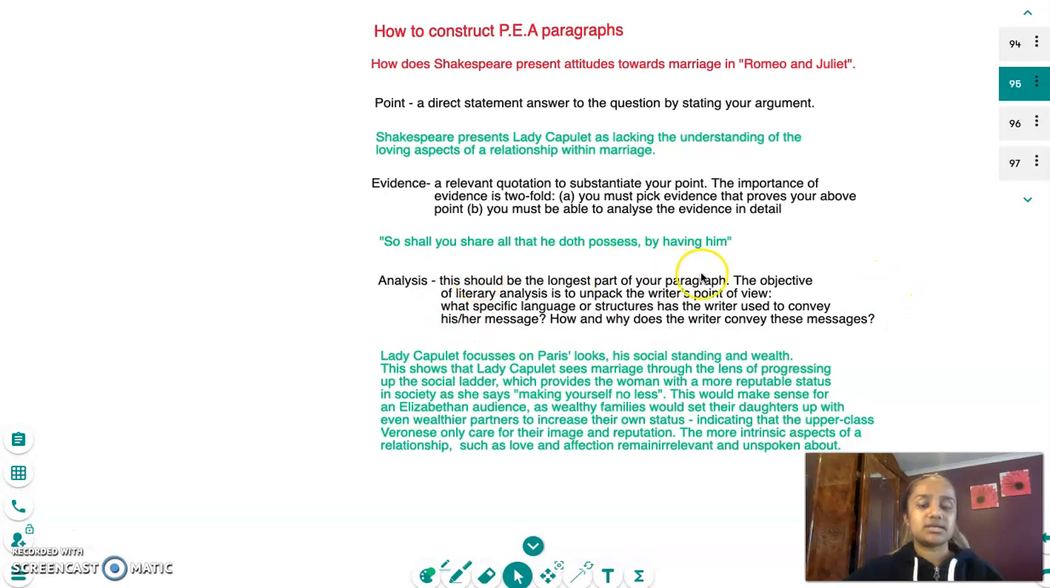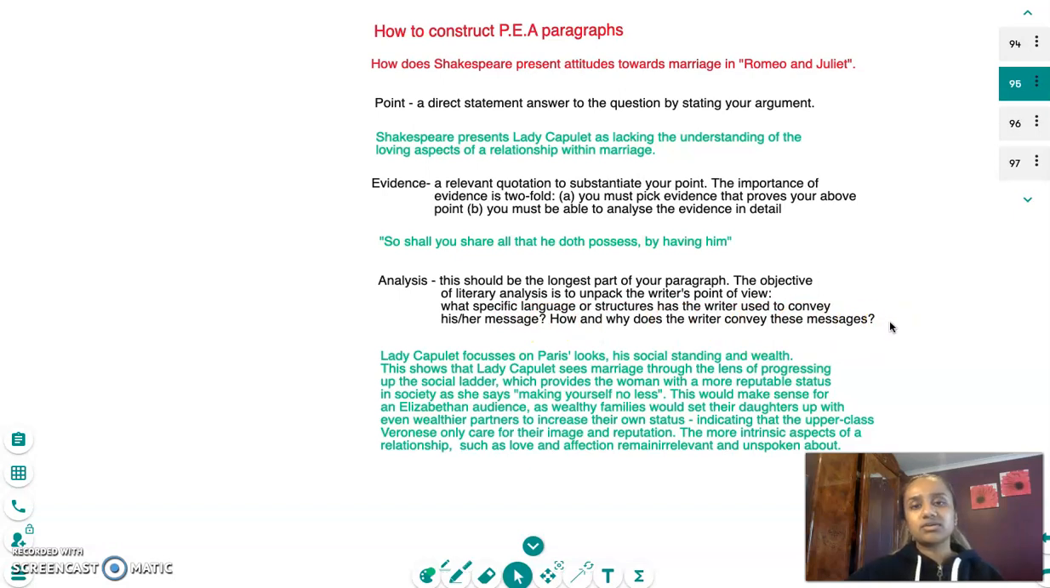So in the analysis, and this is really the hardest part, and this takes several sessions and a lot of writing to really understand how to analyse a work, analyse a piece of evidence quite well. It should be the longest part of your paragraph, and the objective of literary analysis is to unpack the writer's point of view. What specific language or structures has the writer used to convey his or her message? How and why does the writer convey these messages?